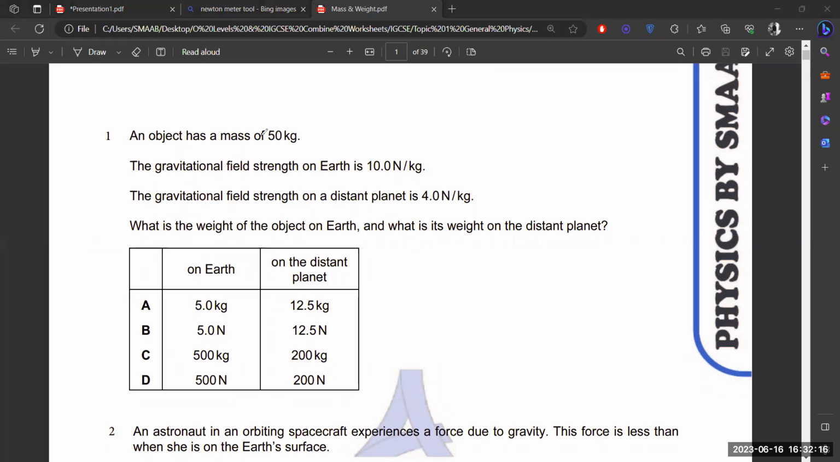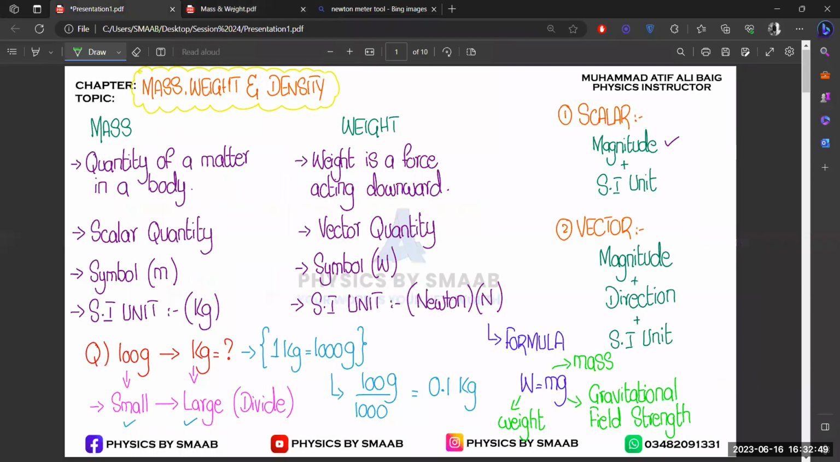So day by day, you try to solve the questions one by one, because all questions are from your past papers. That will give you a clear concept of how questions are going to be included in your exam related to your topic, right? So starting from the first question: an object has a mass of 50 kg. So what is the symbol for mass? Kilogram. No, no, symbol. Small m, right? Yes, m.